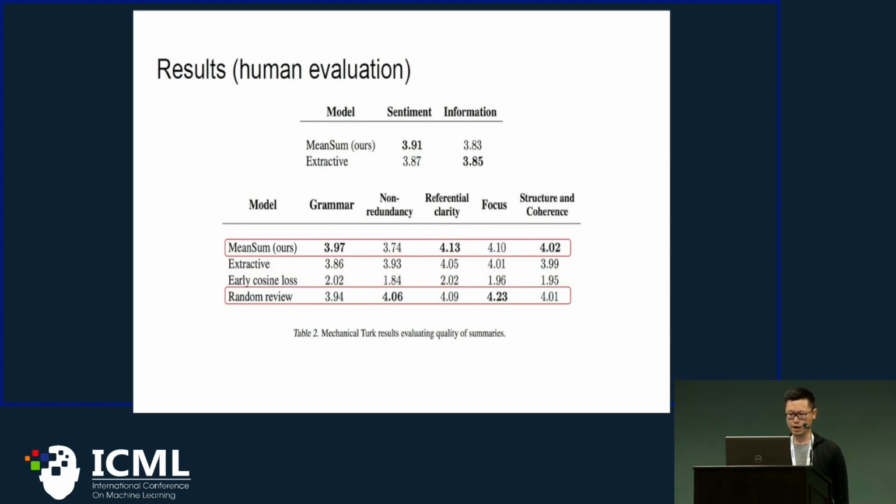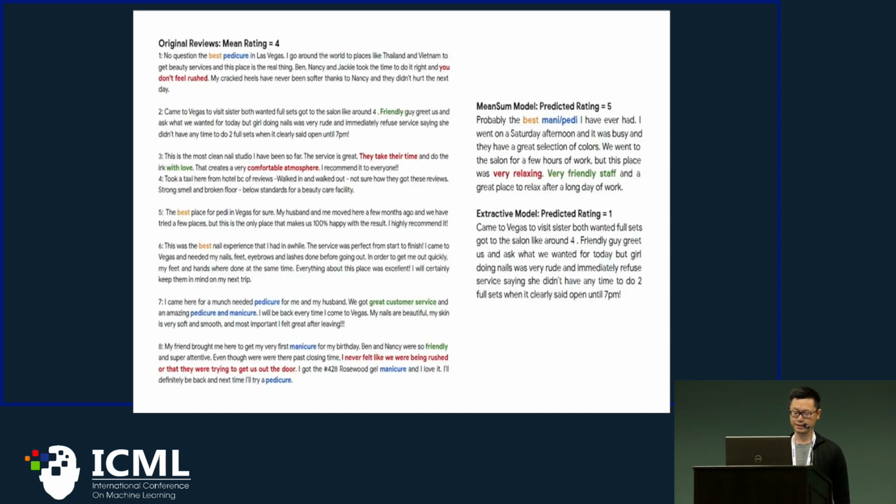Here's one example showing 8 reviews for a nail salon, and the model-generated summary, and the extractive model output. Colors here show corresponding concepts in the input and output, and you can see some pretty interesting paraphrasing by our model. For example, the phrases manny/petty and very relaxing don't occur in the reviews, but it's consistent with what they're saying. The language is also fluent and captures the overall sentiment well.